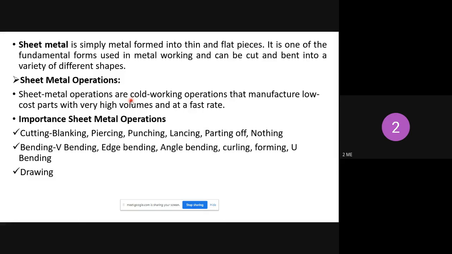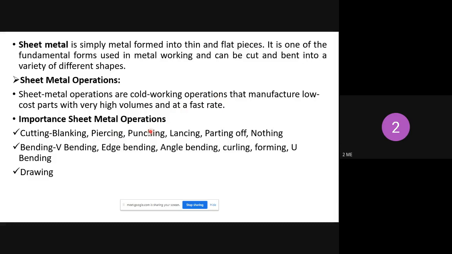So what is cold working? Working the metal below the recrystallization temperature is called the cold working process. Usually we are using the cold working operation for sheet metal operations, and that manufactures low cost parts with very high volume and at a fast rate. We can produce at a fast rate. This is a sheet metal operation.